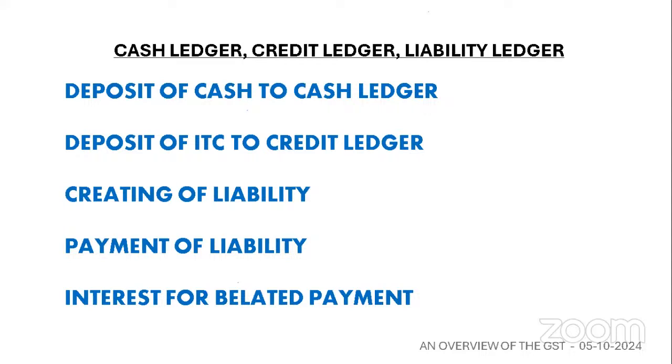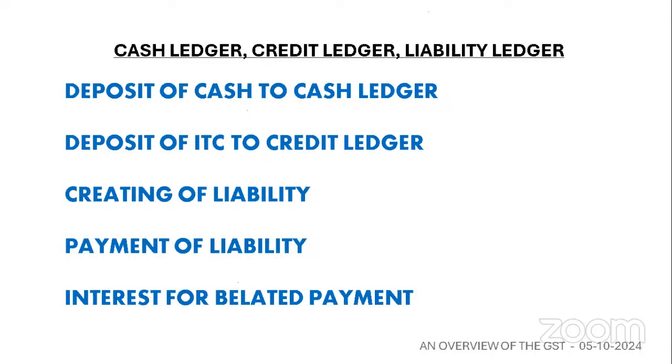Then the liability ledger is like your car loan. Assume that in a bank you have two SB accounts and one car loan account. So cash ledger and credit ledger are just like your bank accounts, and the liability ledger is like your car loan account. Now, every month you have to pay EMI on your car loan. Every month you have to go to either passbook number 1 or passbook number 2 and transfer money to the car loan account, which you have to do manually. The same concept is applicable in the case of cash ledger, credit ledger, and liability ledger.